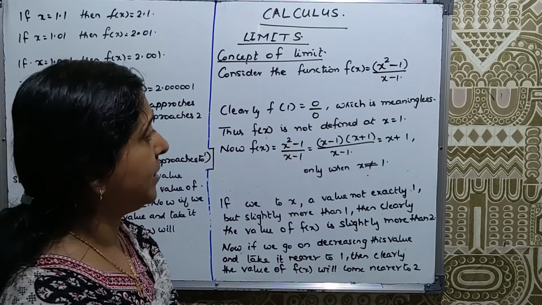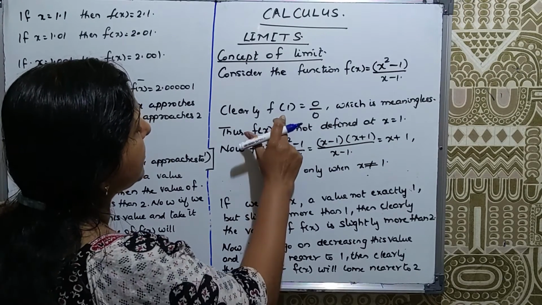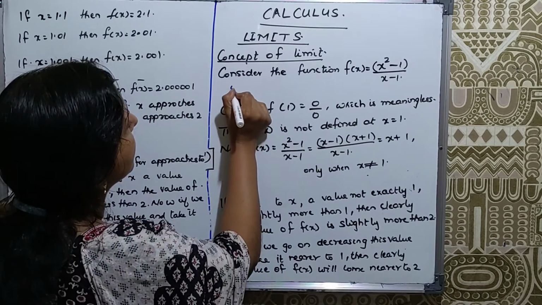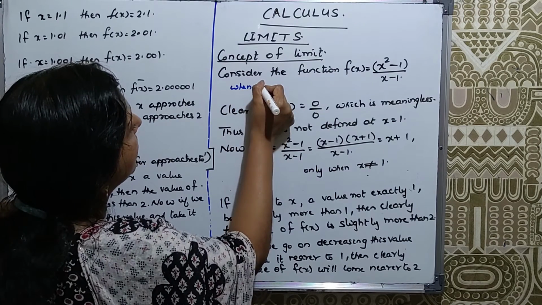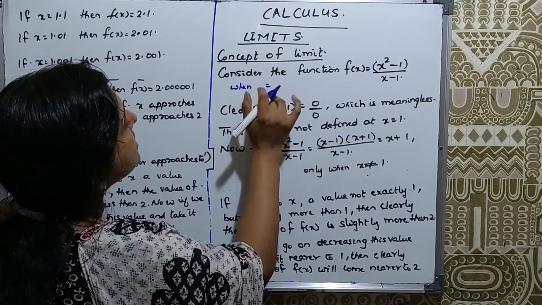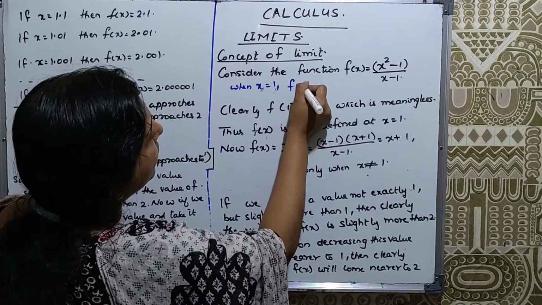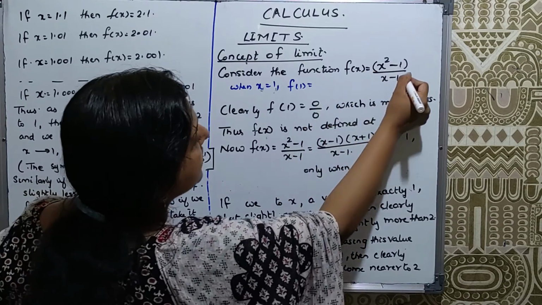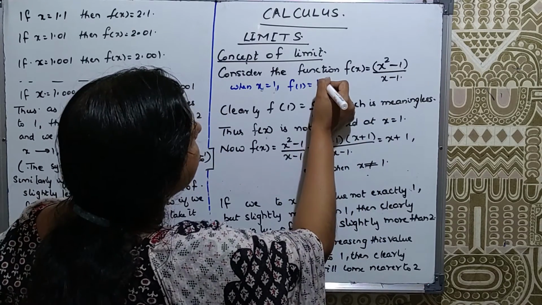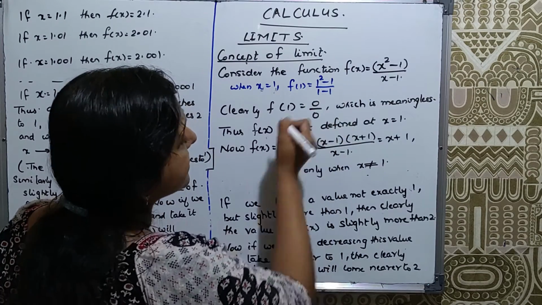by x minus 1. So in this one, when you take f of 1, that means when you substitute x equal to 1, what will happen to f of x? f of 1 will be equal to, substituting in this equation, it will become 1 squared minus 1 divided by 1 minus 1.